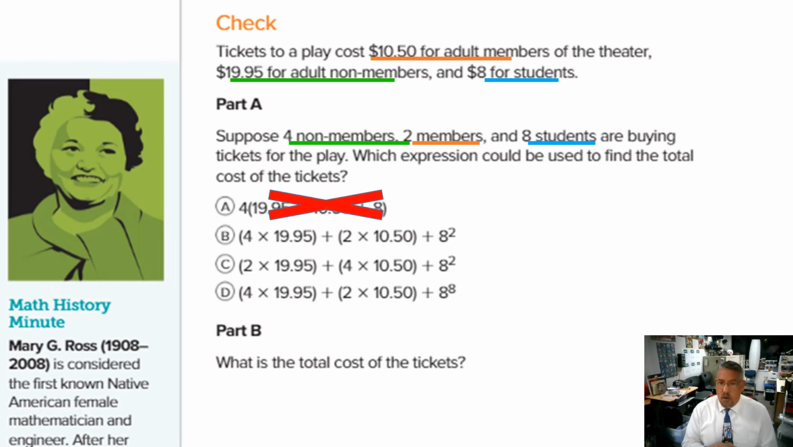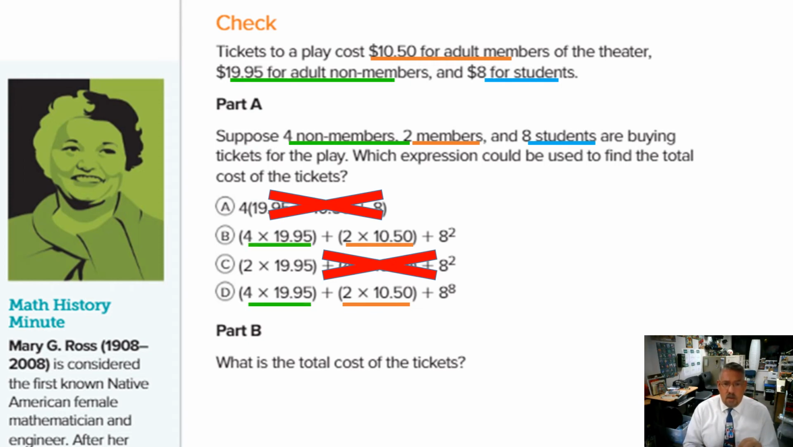So hopefully you eliminated that real quick. So I went through and I started with just my $10.50 and I matched it up that I know there's 2 members. So I looked for 2 times $10.50 and B has that and C does not. So I got rid of it. D has that. So I have 2 of them that are at 2 times the $10.50. So by process of elimination, I now have a 50-50 chance of getting it correct. So then I went to the $19.95 and I matched that up that there were 4 of those.